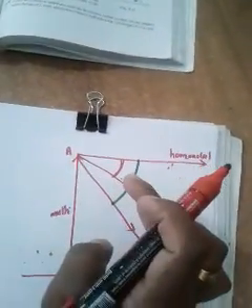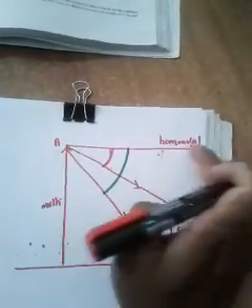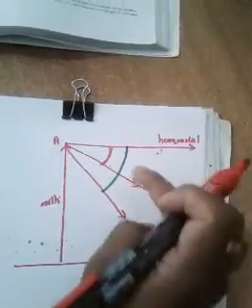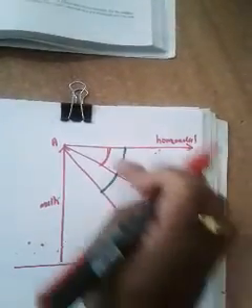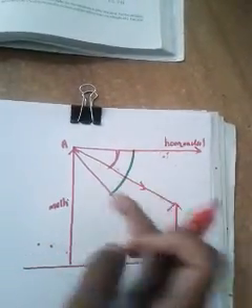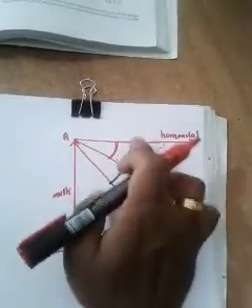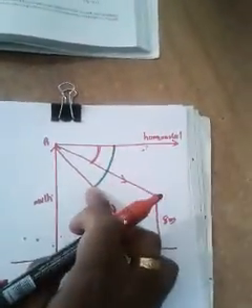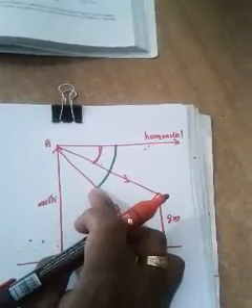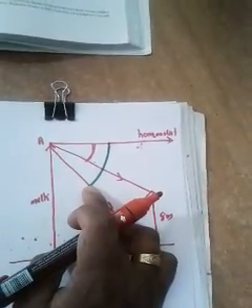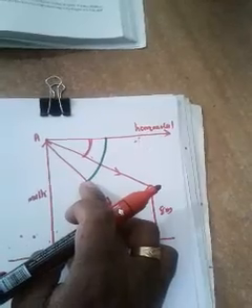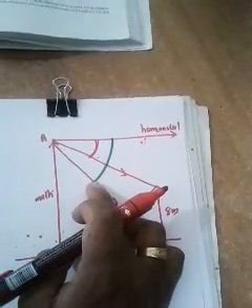The angle of depression should be the angle between the horizontal level and the line of sight. In the first case, this is the horizontal level, this is the line of sight, and this is the angle of depression. In the second case, this is the horizontal level and this is the line of sight, and this total angle is the angle of depression. The angle of depression measurements are given as 30 degrees and 45 degrees, and you can mark 30 degrees and 45 degrees here.